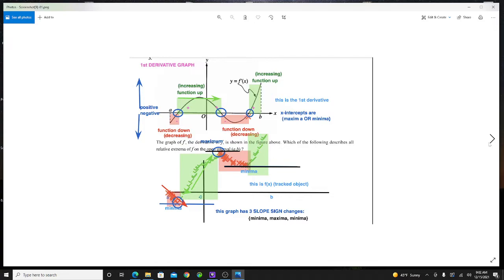Student was unaware that it's the change in sign of the first derivative that creates these local maxima and minima. He said that was in the reading but was not discussed by the teacher. So for this tracked object, it will have 2 local minima and 1 maxima for this interval.